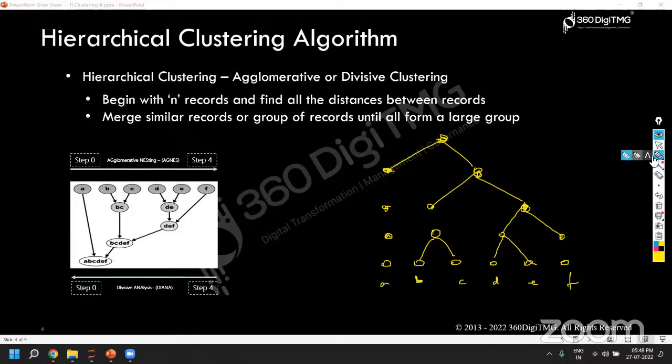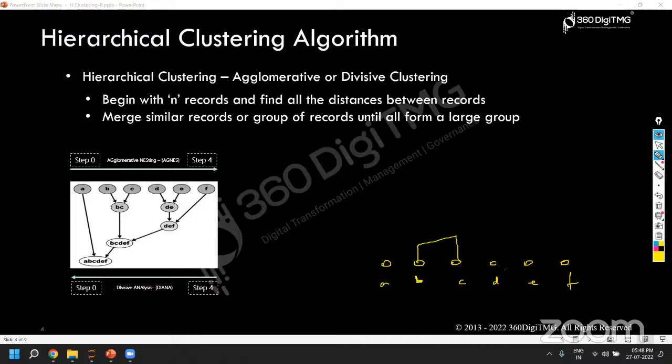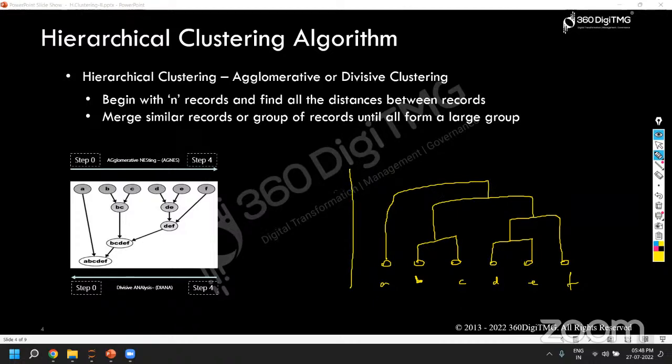So if I have to understand this graph, let us again remove this. What we are doing is we are trying to merge these two data points here. Then we are going to merge here, right? And then we are going to merge here. And finally, we are going to merge here. This is your dendrogram. On the y-axis, we are going to plot the distances. On the x-axis, anyways, your data points are there. A, B, C, D, E, F.